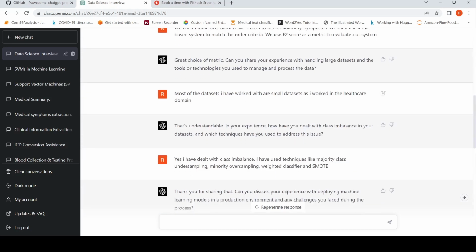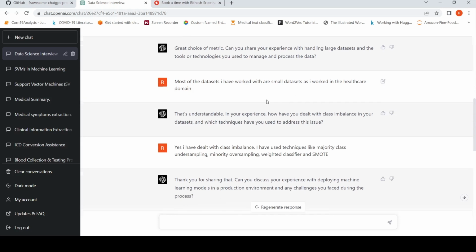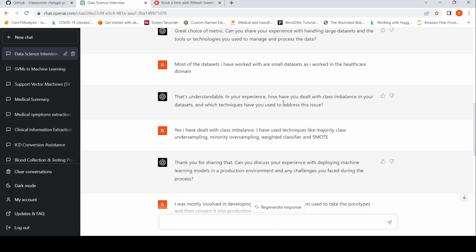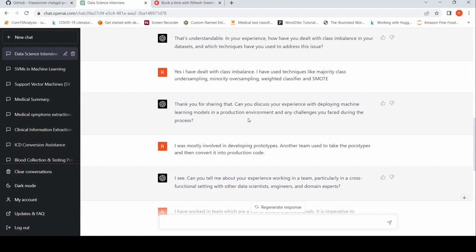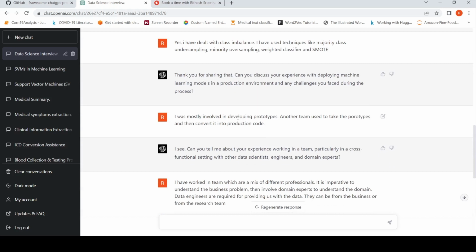So I say that I have not worked with large data sets. I worked with only small data sets, especially since I worked in the healthcare domain. So it says, in your experience, have you dealt with class imbalance? Because class imbalance is a very common problem in the healthcare domain. So it is asking for that. Then I give an explanation. Then it says, can you share your experience deploying machine learning models in a production environment? So I say that I was involved in developing prototypes. Another team used to take the prototypes and convert them into production code.